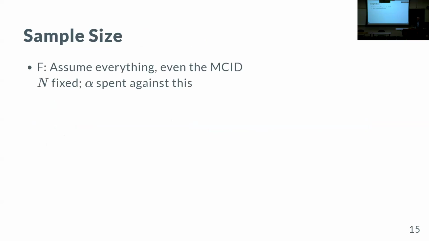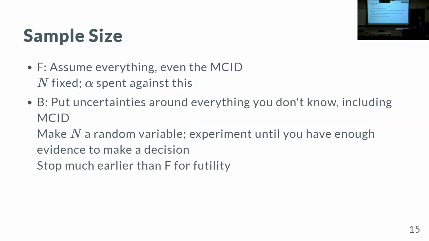You could put that uncertainty into your Bayesian power calculation. The sample size is fixed, and you can spin alpha against that fixed sample size, which is one reason you need it to be fixed. With the Bayes, you put uncertainties around everything you don't know, possibly including the MCID, the effect size you want to be able to detect, and you make the sample size the random variable.